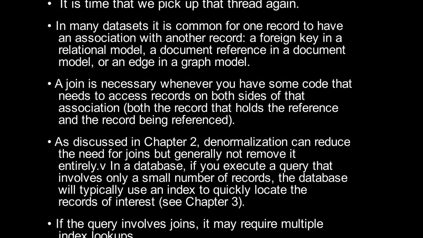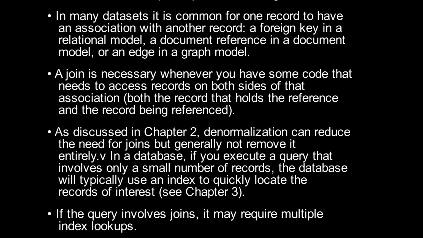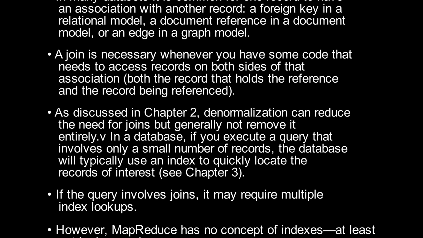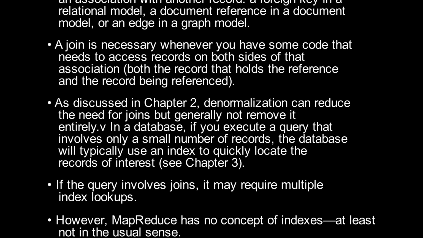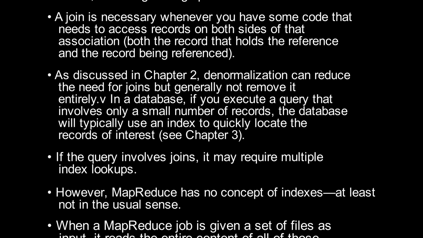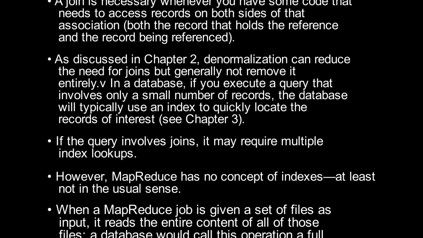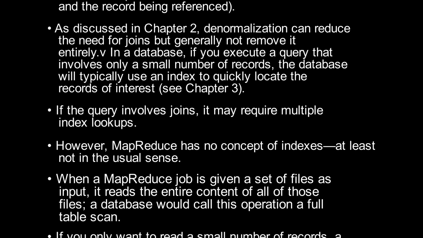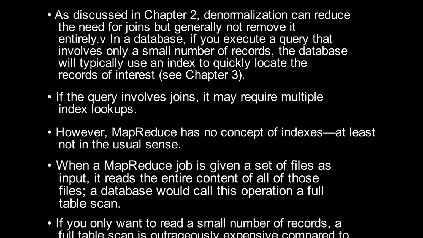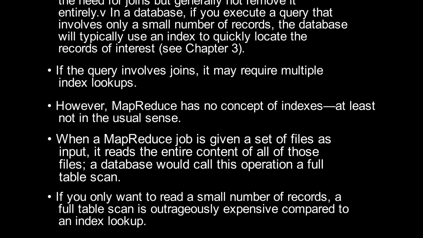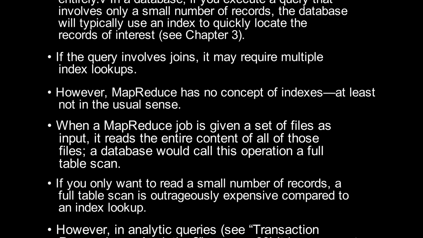In a database, if you execute a query that involves only a small number of records, the database will typically use an index to quickly locate the records of interest. See Chapter 3. If the query involves joins, it may require multiple index lookups. However, MapReduce has no concept of indexes, at least not in the usual sense. When a MapReduce job is given a set of files as input, it reads the entire content of all of those files. A database would call this operation a full table scan.